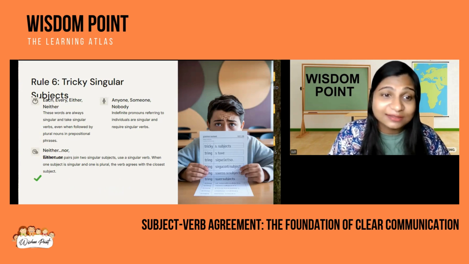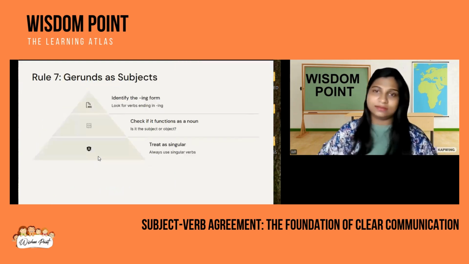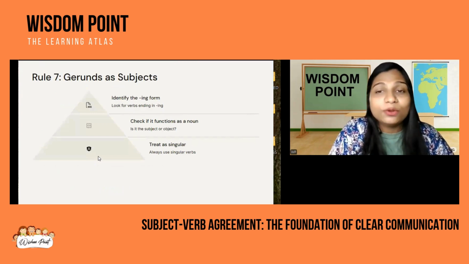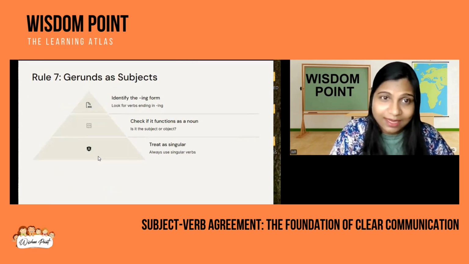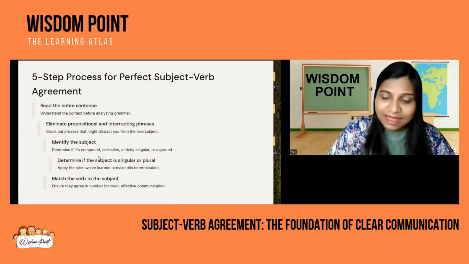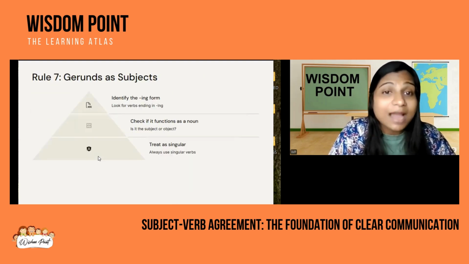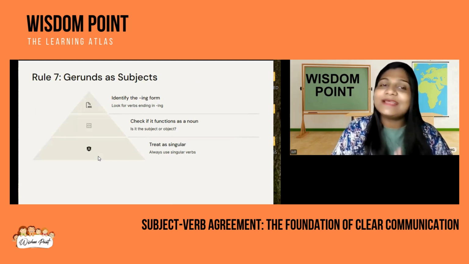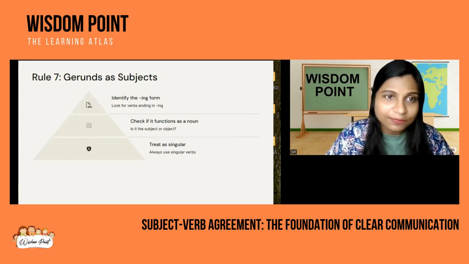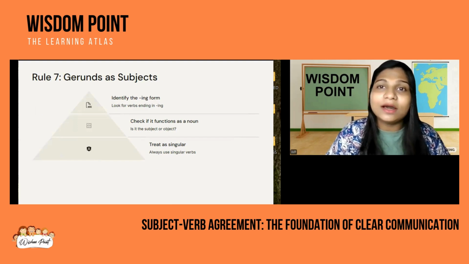Now let's move on to the last rule here, that is our gerund. This is very interesting. A lot of students are not aware of what a gerund is. A gerund is a verb form ending in ing that functions as a noun in a sentence. Since gerunds represent a single activity or concept, they are always treated as singular subjects. So what is a gerund? It looks like a verb. It has ing, but it works like a noun.